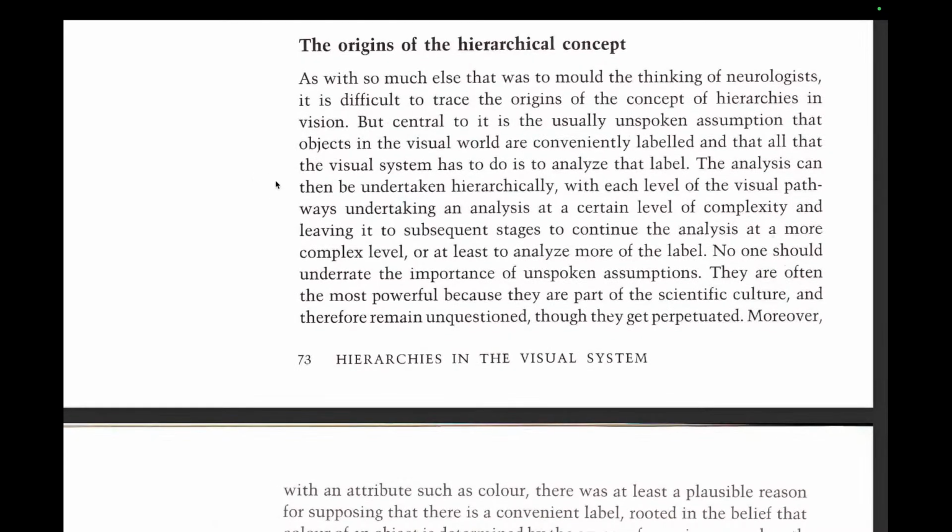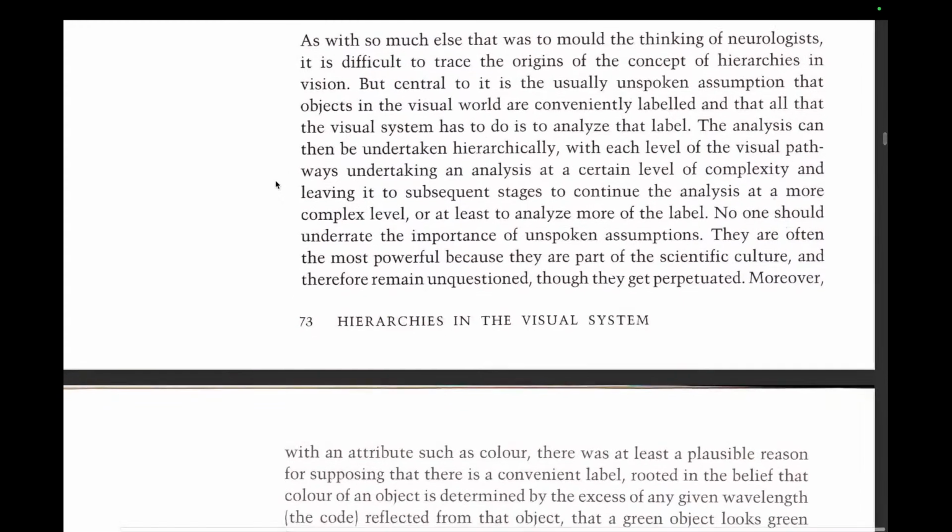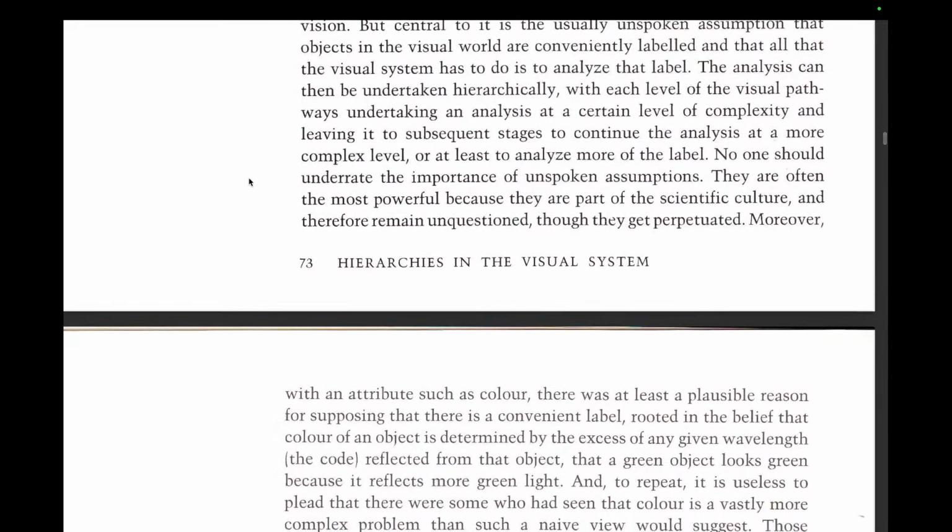So, the origin of the hierarchical concept. As with so much else that was to mold the thinking of neurologists, it is difficult to trace the origin of the concept of hierarchies in vision, but central to it is the usually unspoken assumption that objects in the visual world are conveniently labeled, and that all that the visual system has to do is to analyze that label. The analysis can be undertaken hierarchically, with each level of the visual pathways undertaking an analysis at a certain level of complexity, and leaving it to subsequent stages to continue the analysis at a more complex level, or at least to analyze more of the label.